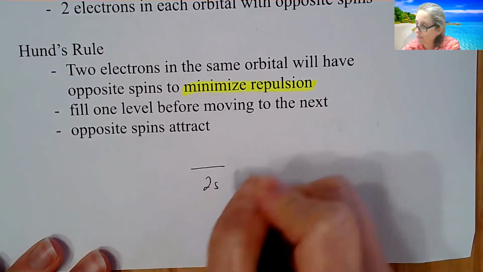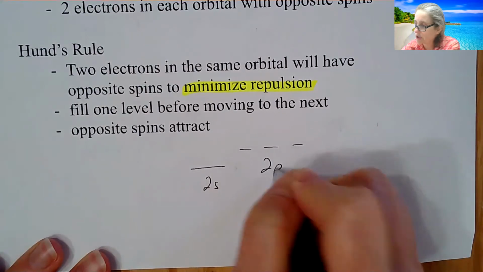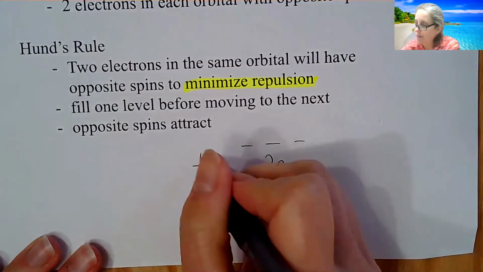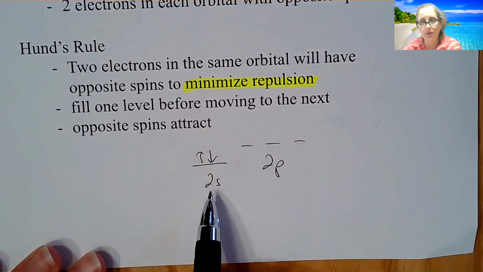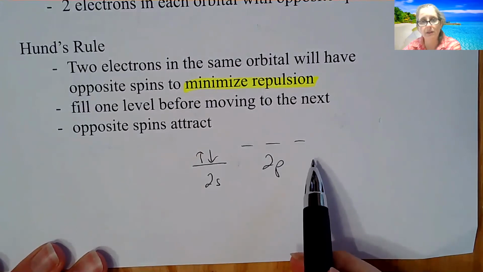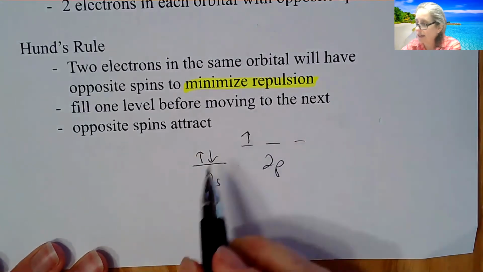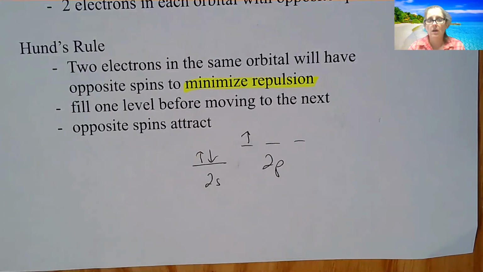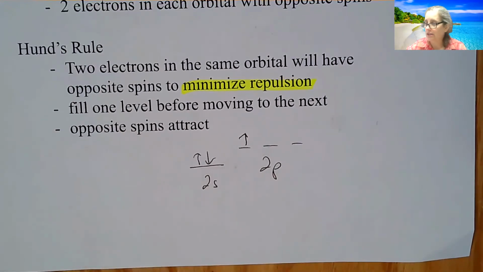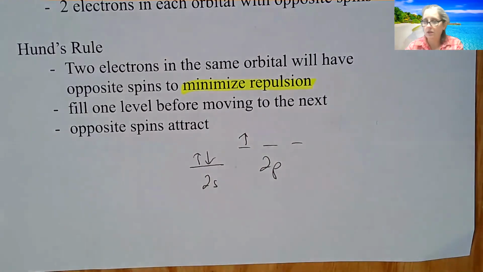So when I'm filling up a 2s and I'm filling up a 2p orbital, I must fill up the 2s first before I go start to fill up the 2p, okay? So I can't just take an electron and start to move them wherever I want. So you fill up an orbital and then you move on to the next one.